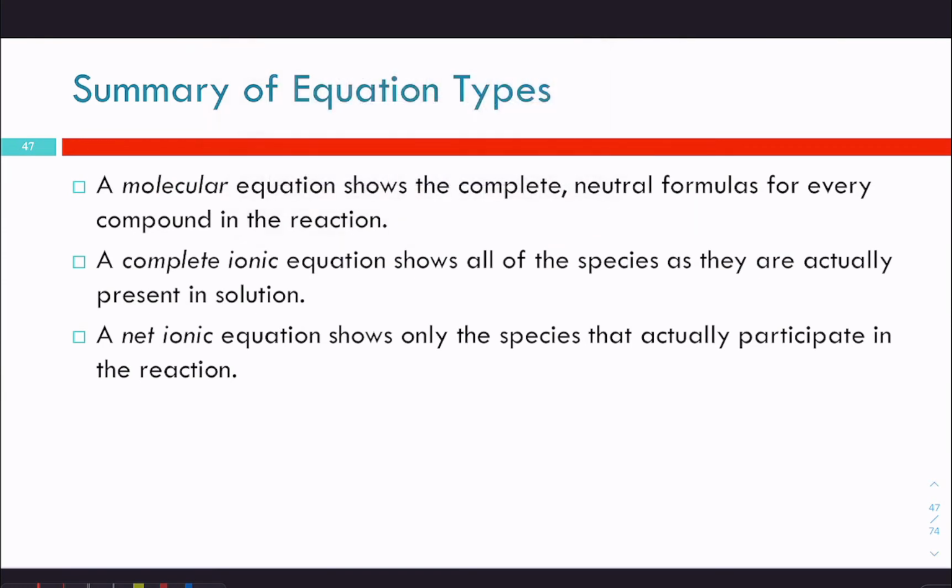Brief summary. The molecular equation is the complete neutral formulas. The complete ionic equation is all of the species as they actually are in solution. And the net ionic is only the species that participate in a reaction.